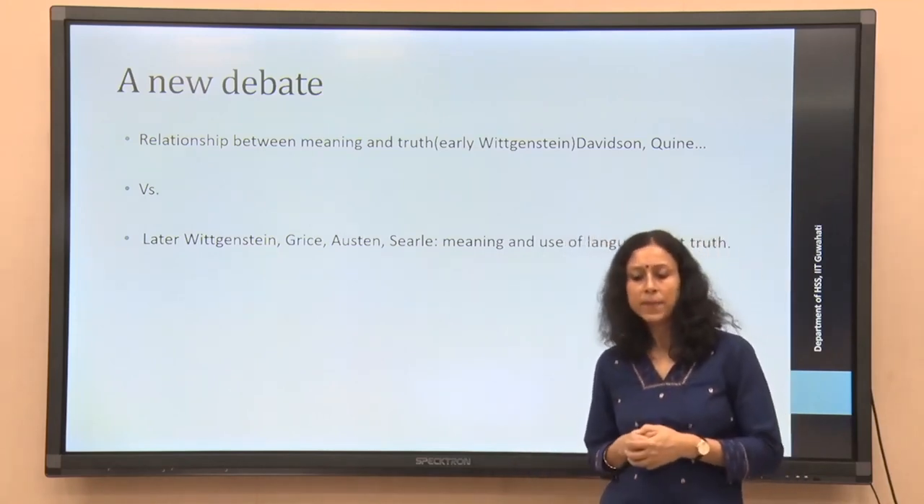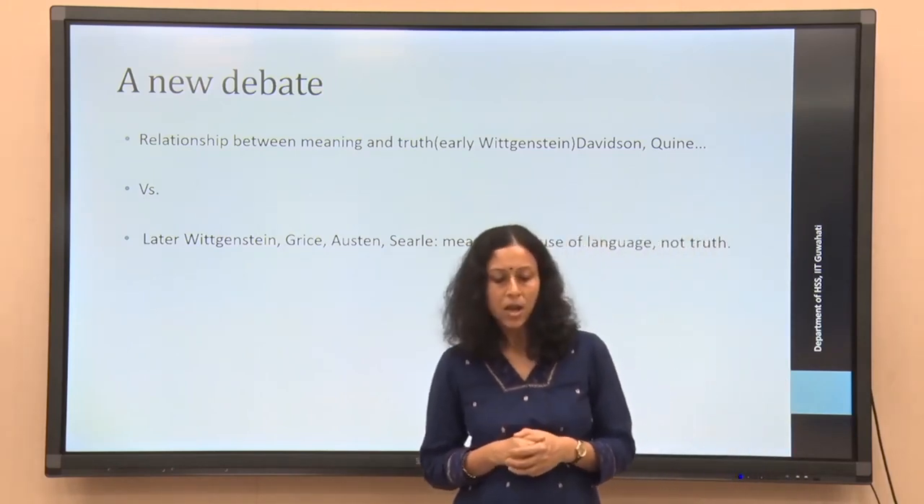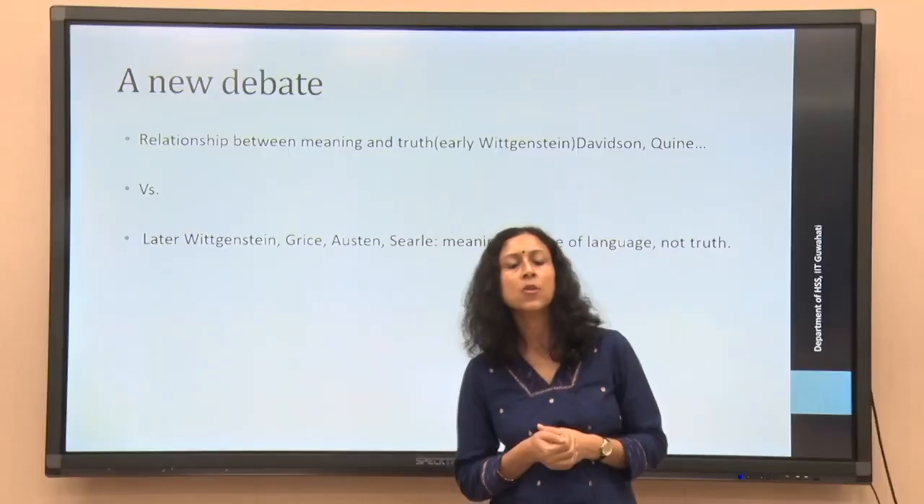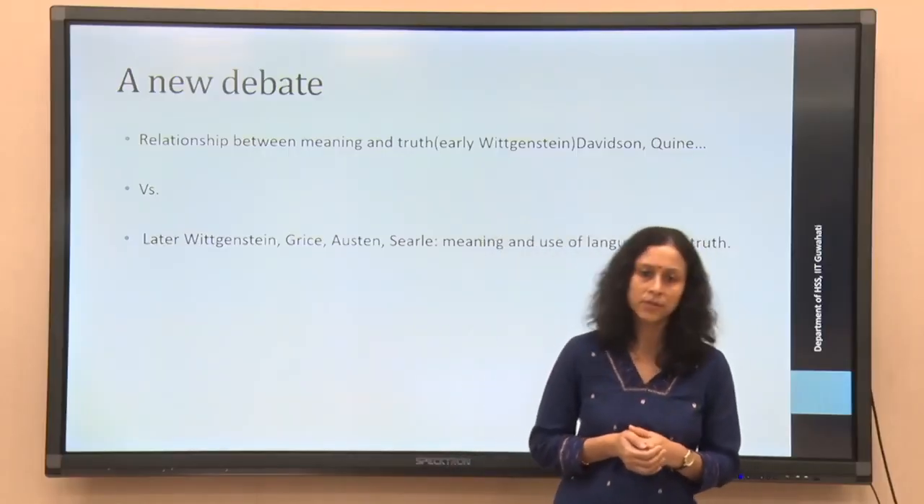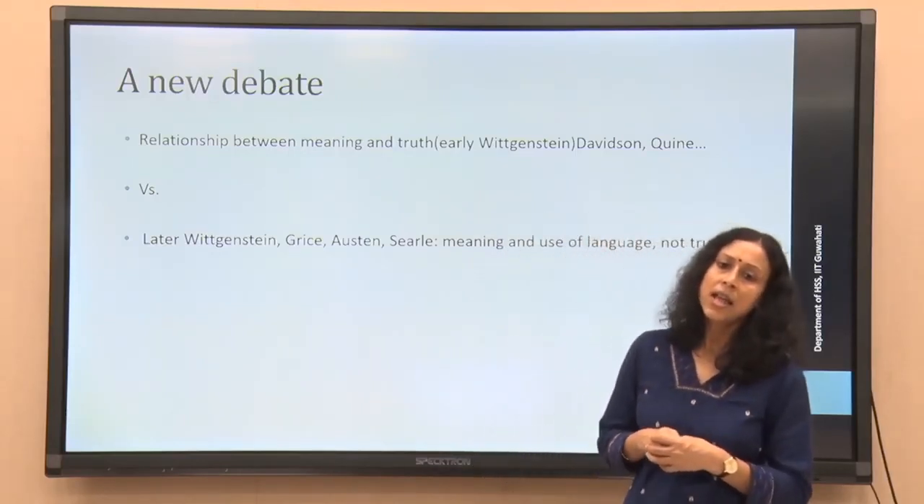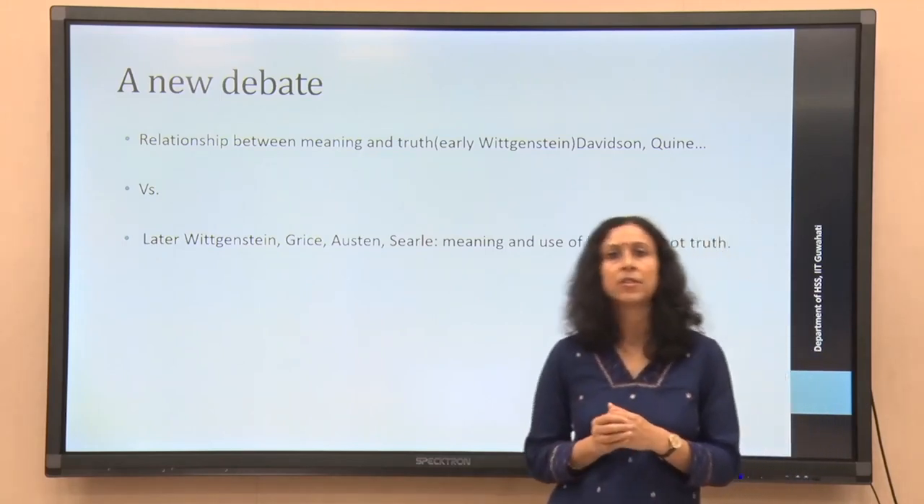So, the new debate basically can be boiled down to this. On the one hand, you have the relation between meaning and truth, of which you have proponents like early Wittgenstein, Davidson and Quine and so on. On the other side of the debate, you have later Wittgenstein, Grice, Austin, Searle and so on, who talked about meaning and use of language, not truth.